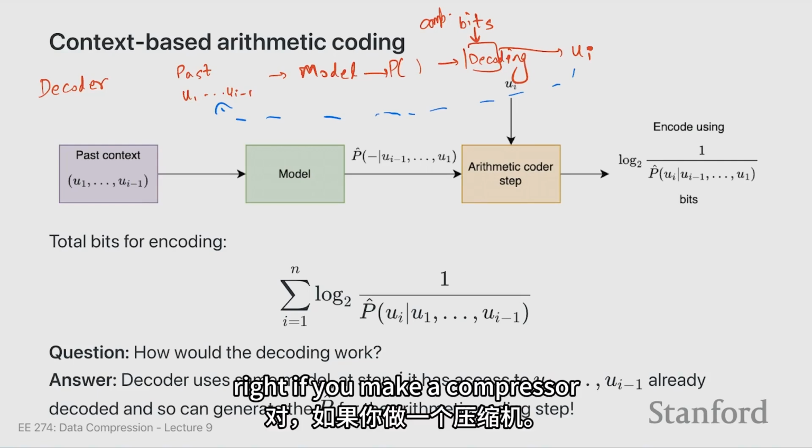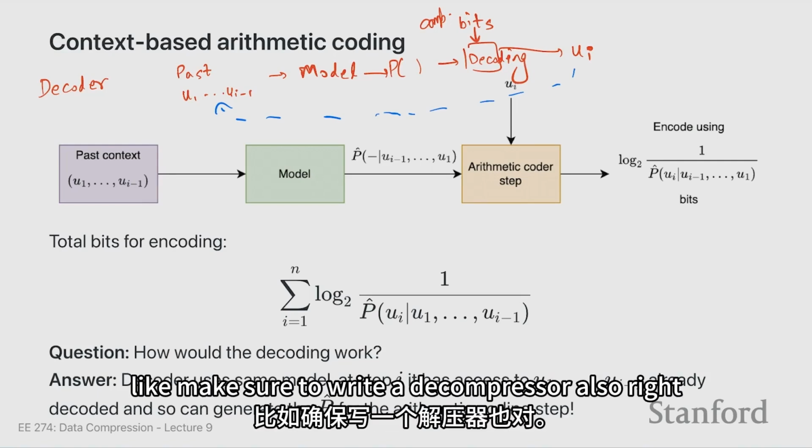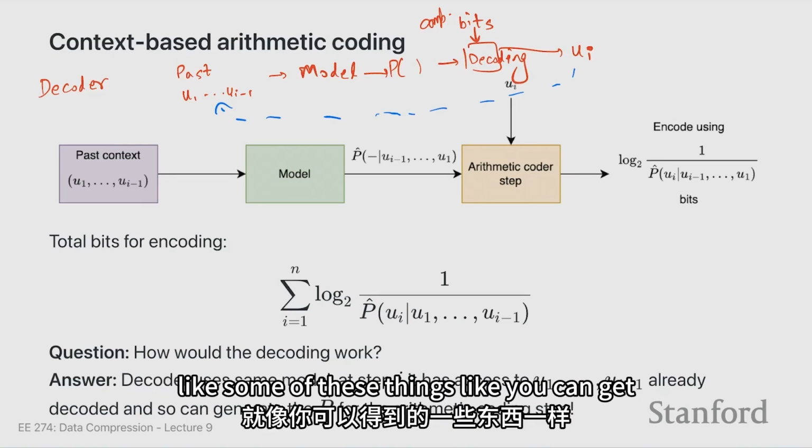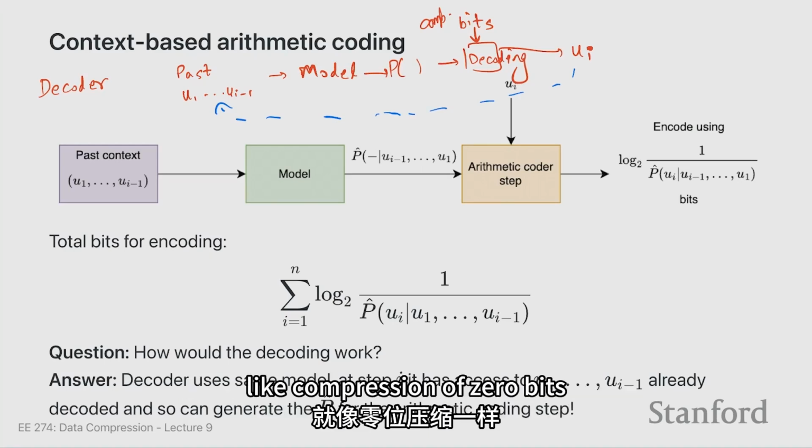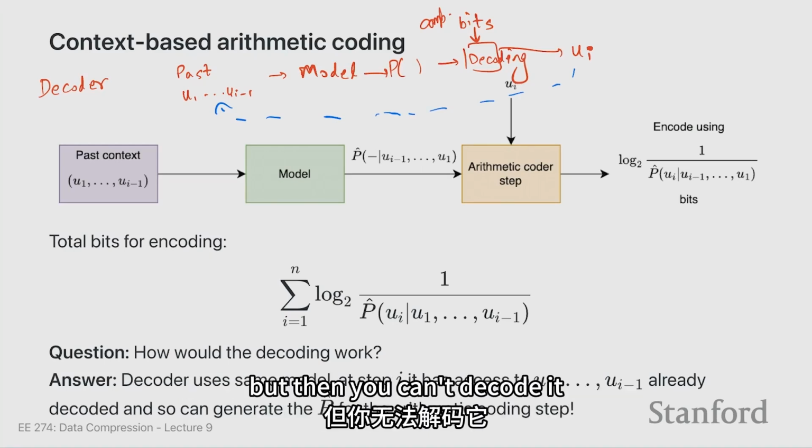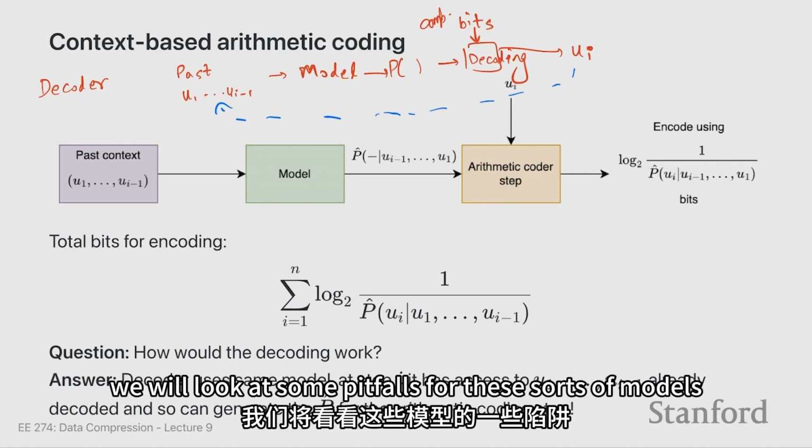If you make a compressor, make sure to write a decompressor also, right? With some of these things, you can get compression of 0 bits, everything is good, but then you can't decode it. We will look at some pitfalls for these sorts of models very soon.